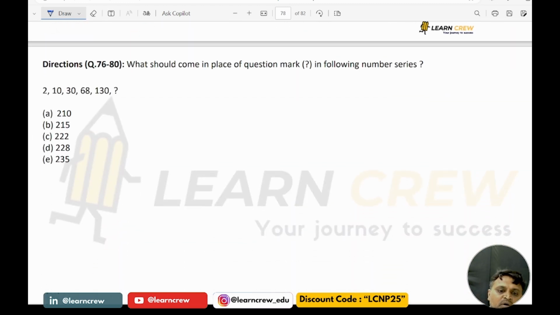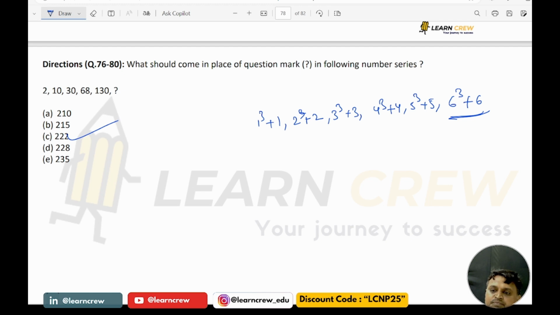Now 2, 10, 30. If you see here, 1 cube plus 1, 2 cube plus 2, 3 cube plus 3, 4 cube plus 4, 5 cube plus 5. The next has to be 6 cube plus 6, 216 plus 6, 222. Next one.